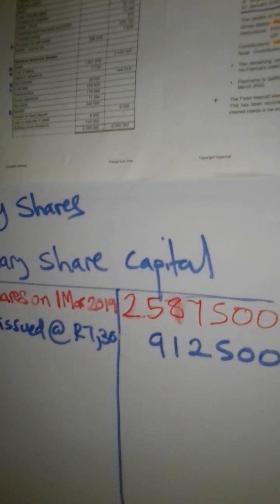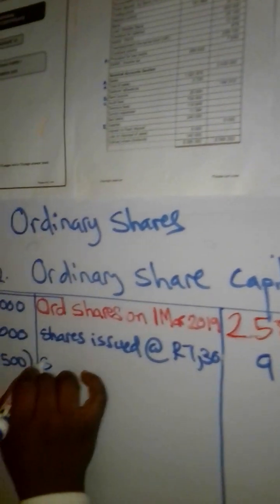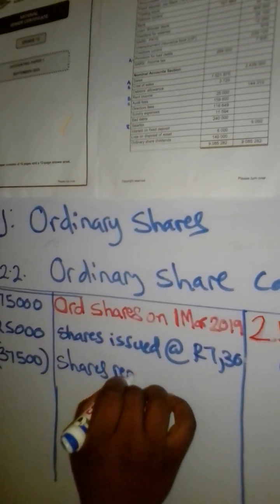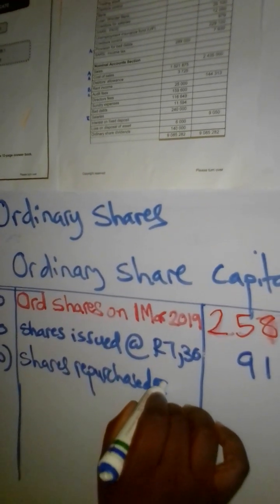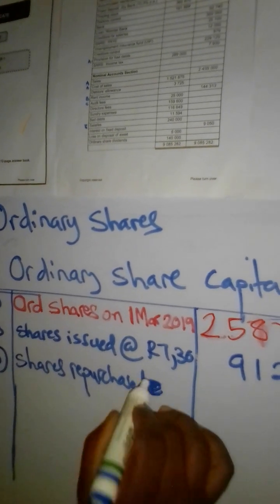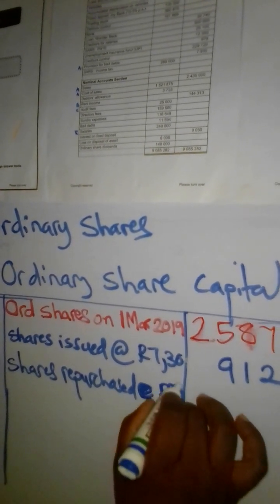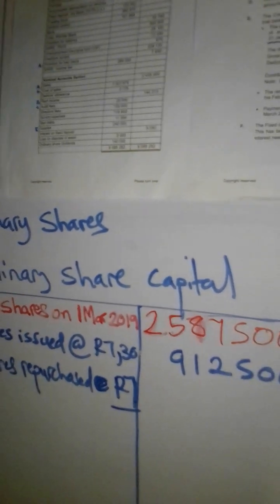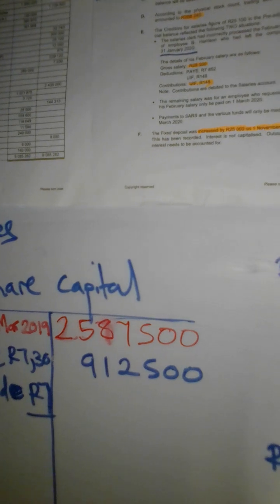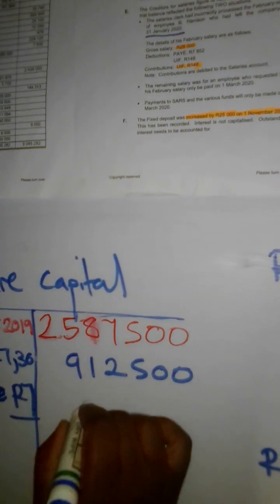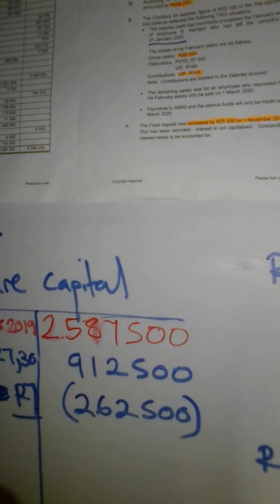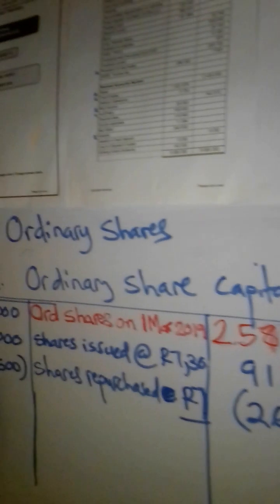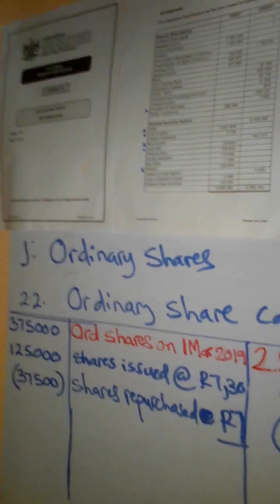So here now we are going to indicate that shares repurchased at what price? 7 rand. At 7 rand, the amount that we calculated here. So now we're going to say 7 times 37,500. Let's calculate. It's going to give us 262,500. And don't forget to put the brackets. Remember, I said a repurchase will reduce our ordinary share capital.